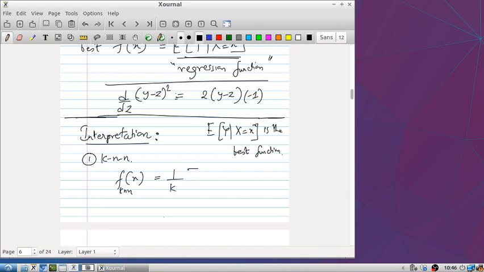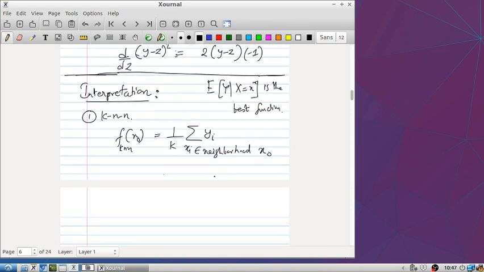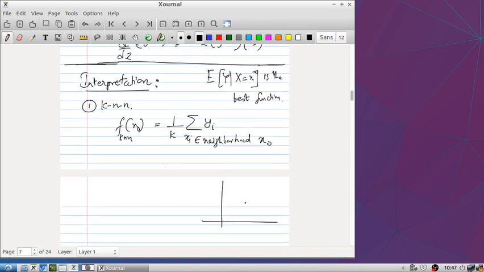This was just 1 by k, sum over x_i in the neighborhood of x, or x naught, I mean some fixed x naught that was given to you. You have data, so you just pick all those data points which are in the neighborhood of x naught and take the average of the y's corresponding to those x_i's, right? Remember, this was KNN. Or in terms of just pictures, as I said, in 2 dimensions, let's say x naught was this.